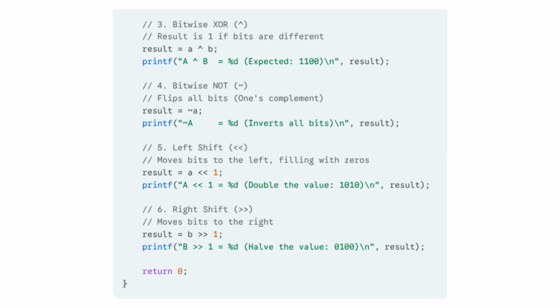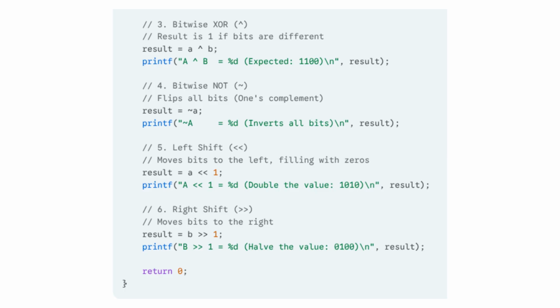In our code, A << 1 means shift all bits of A one position to the left. The value of A is 0, 0, 0, 0, 0, 1, 0, 1. And after shifting left by 1, it becomes 0, 0, 0, 0, 1, 0, 1, 0, which is 10 in decimal. And here's a cool shortcut. Shifting a number left by 1 is the same as multiplying it by 2. That's why the comment says double the value.